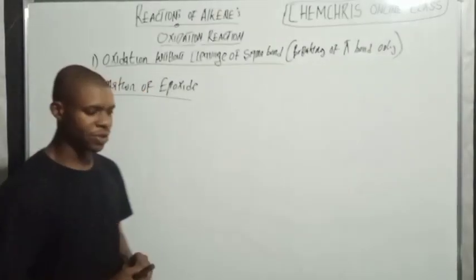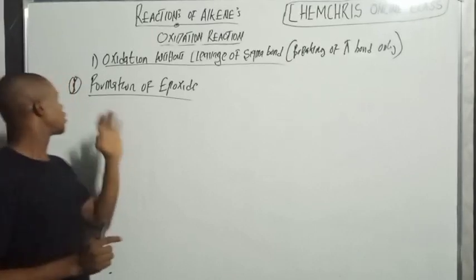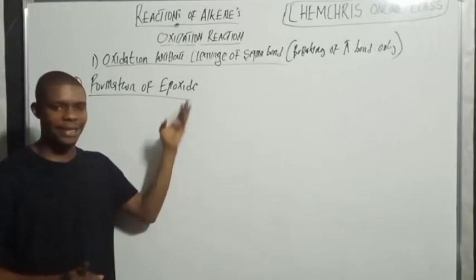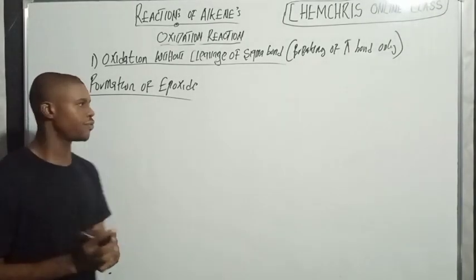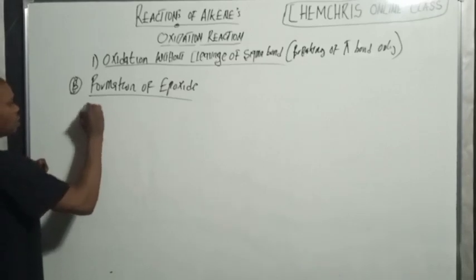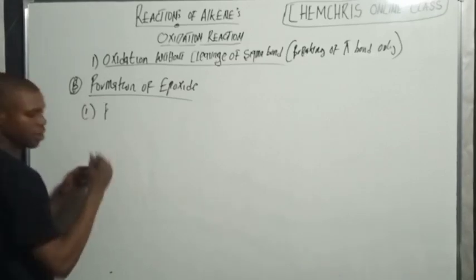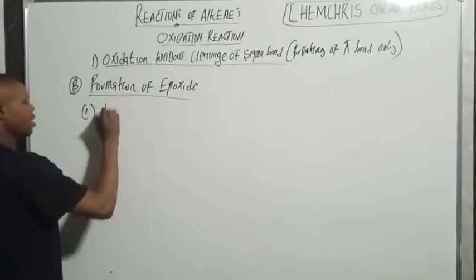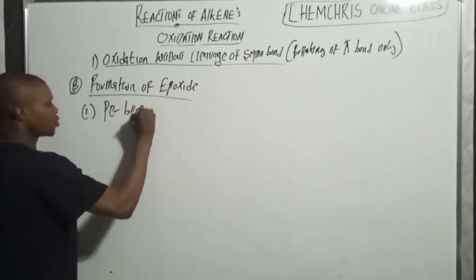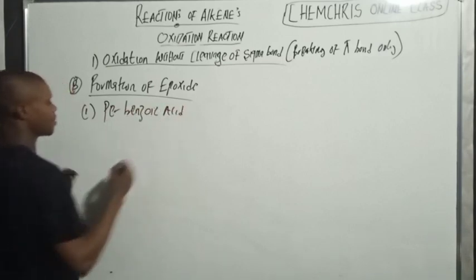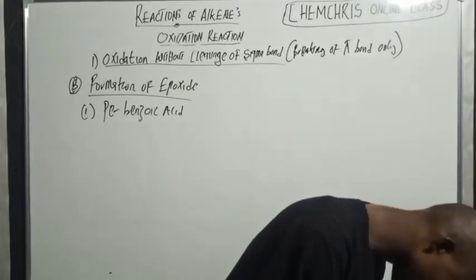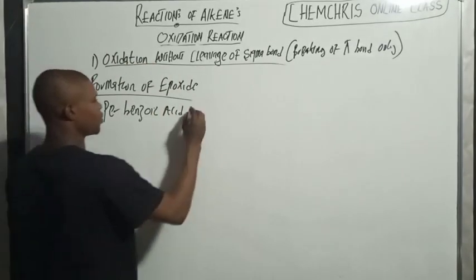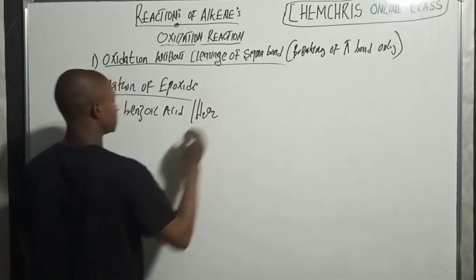Formation of a peroxide. Now the reagents. So let's look at the formation of a peroxide. Now the reagent you are going to make use of here is going to be perbenzoic acid, in hydrogen peroxide.